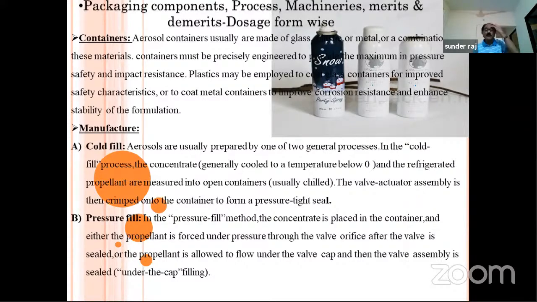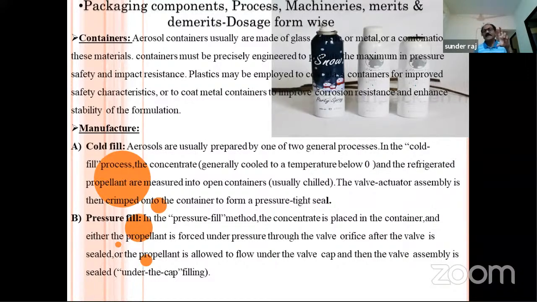And manufacturing is also one of the challenges. Aerosol manufacturing is also a continuous process. Only once the medicament is manufactured does it go for filling. Different mechanisms are used for the filling of aerosol medicaments: one is cold fill and another is pressure fill. In cold fill, aerosols are usually prepared by one of two general processes, the cold process. Here the concentrate is generally cooled to a temperature below zero, and the refrigerated propellant is measured into the open container. The valve actuator assembly is then crimped into the container.